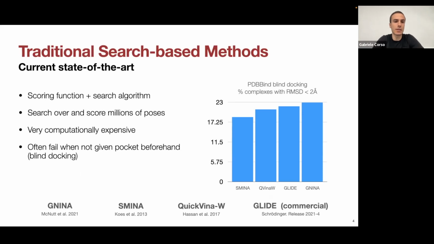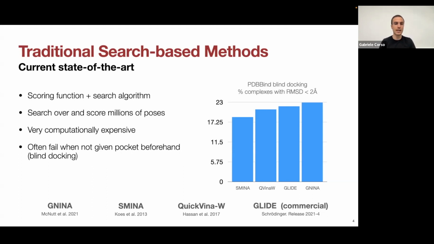Now, traditional methods for docking are based on what we call the search-based paradigm. This is formed by a scoring function and a search algorithm. The search algorithm searches over millions of poses, which are then ranked by the scoring function. As you can imagine, this is very computationally expensive and often fails when not given more information beforehand, such as, in our setting, we are considering blind docking where we don't know the pocket. And you can see on the right-hand side what for now you can think about as the percentage of success on this standard benchmark, PDBBind. And you can see that all these methods are below 25%.